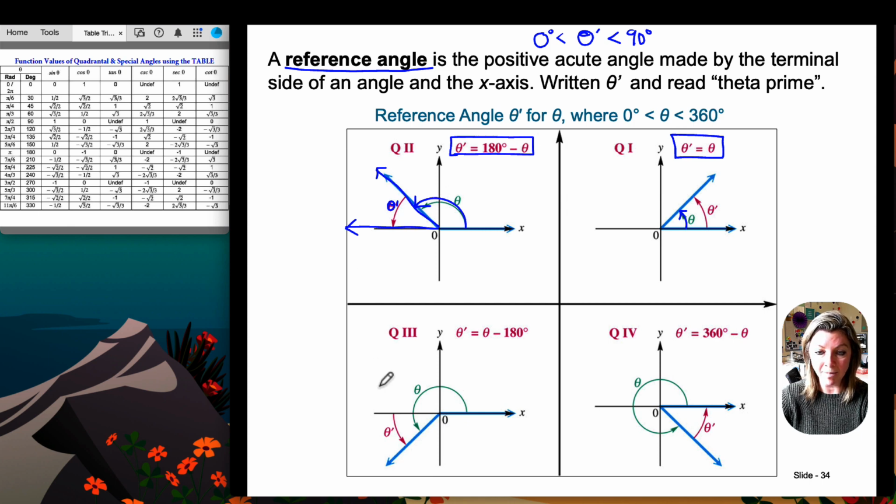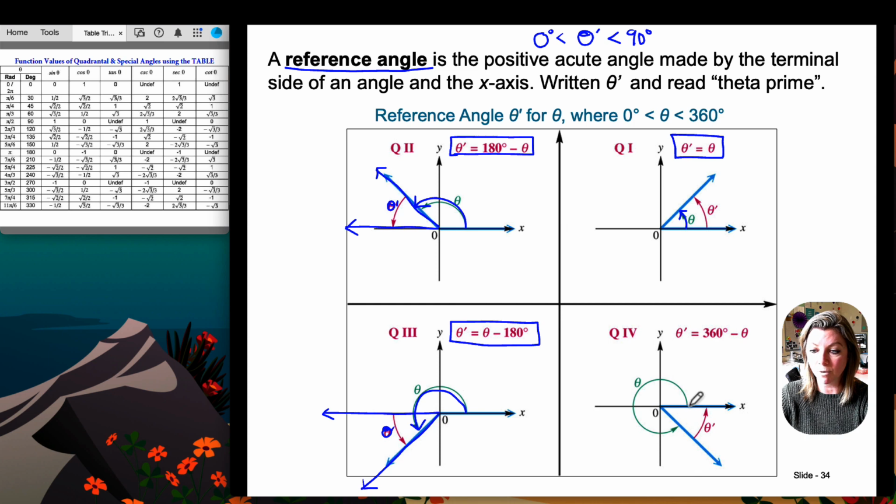Let's go again. Quadrant 3. Should the terminal side of theta lie in quadrant 3, then you can find the value of theta prime by the value of theta minus 180 degrees. Let's explore the figure to see why that is. If the terminal side is here in quadrant 3, then theta prime is created by that terminal side and this part of the x-axis, giving us a positive acute angle noted as theta prime. So to come up with its measurement, we need to subtract out the 180 degrees created here, leaving us with our value of theta prime.